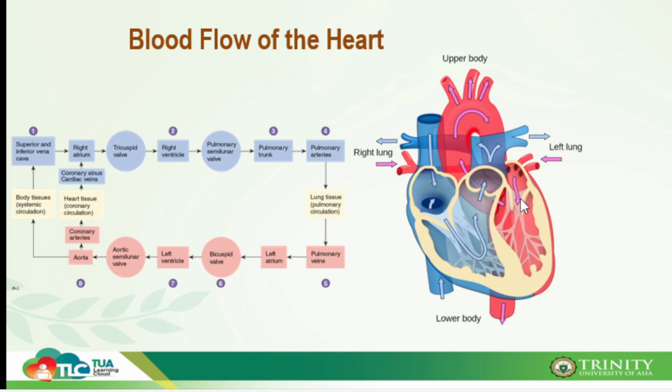Once in the left atrium, it will force open the bicuspid or the mitral valve and will end up in the left ventricle. Once in the left ventricle, it will contract and force open the aortic semilunar valve and the blood will enter the aorta in order for it to be distributed to the rest of the body. So that is your blood flow.